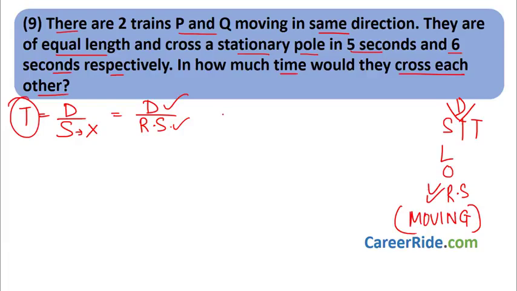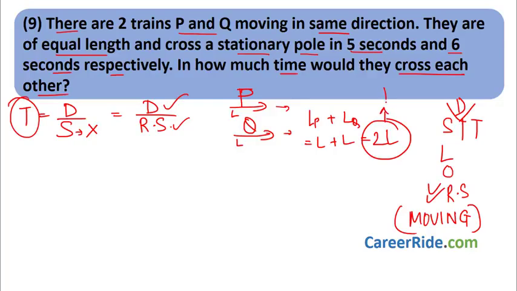Now distance, when there are two trains, say this is P and this is Q, both have same length. Do we know the length? No. So let us assume that length of P is L, length of Q is also L. Whenever they are moving in same direction, so when they cross each other, how much is the distance traveled? Simply length of P plus length of Q, that is nothing but L plus L, that is 2L. So this is nothing but the total distance traveled. So now we have the value of D.